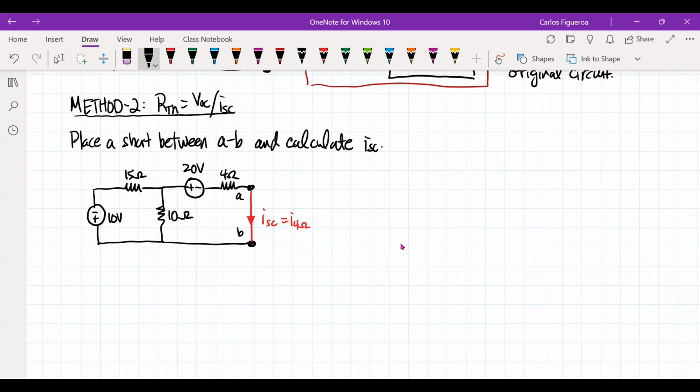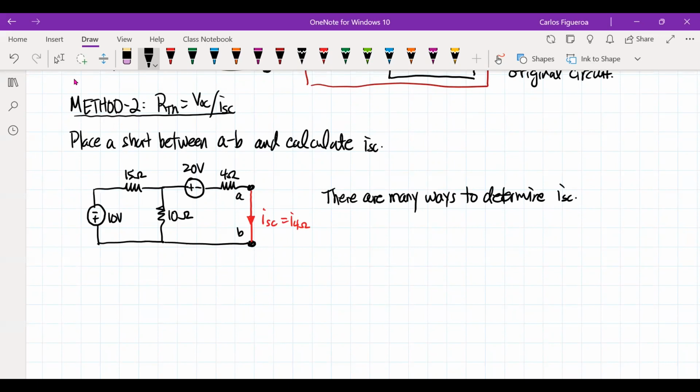So now what we want to do is calculate this current. So the question is, how do we calculate this current? I would say that there are many ways to determine I short circuit. You could use source transformations, you could do mesh, you could do node. You should choose the method that best suits you.